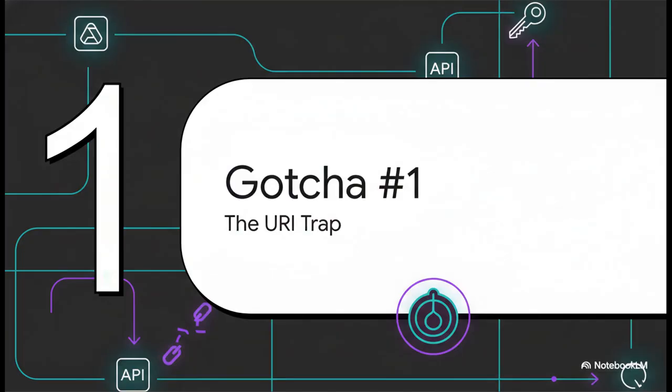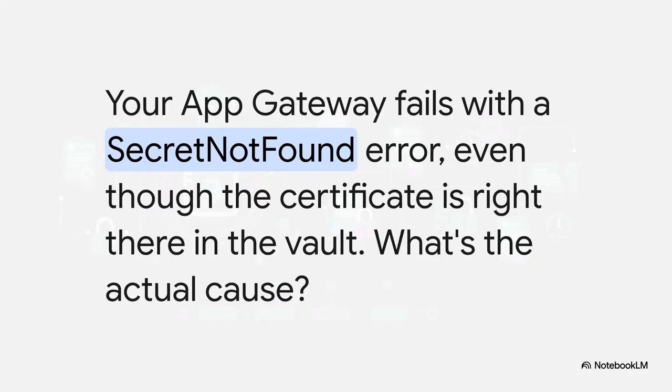Okay, let's kick things off with the number one most common and honestly most infuriating problem, the URI trap. I swear, this one gets almost everybody the first time they try to hook Key Vault up to something, like an application gateway. So picture this.